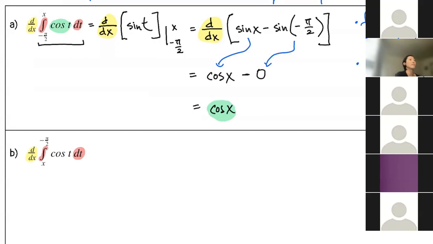Someone else, what's different? The bounds are switched. Oh my goodness. Okay, so the bounds being negative pi over 2, that was this part, and then x, which was this part. But now they're different, right? The x is on the bottom and the negative pi over 2 is on the top.